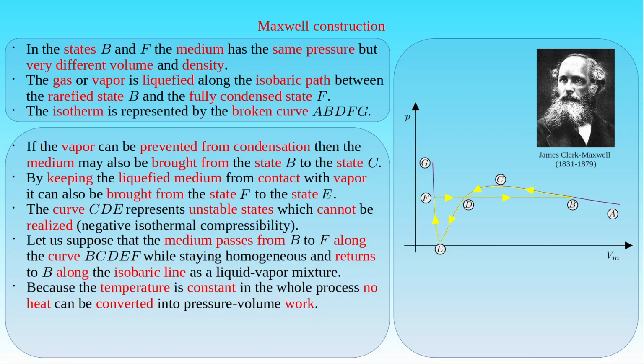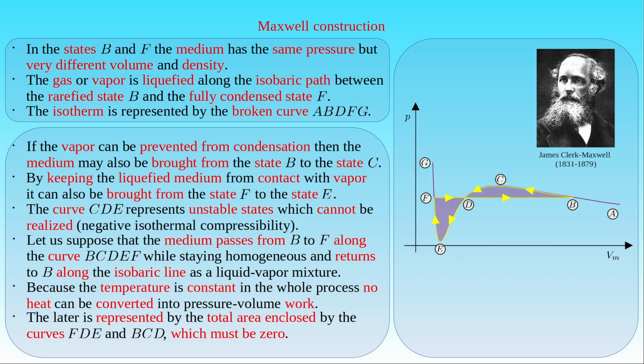The pressure-volume work done in the process is given by the total area of the closed curves F, D, E, and B, C, D in the pressure versus volume diagram, where the sign of the area is determined by the direction of the path along which the system evolves. The total area representing the work is then the area of the closed curve F, D, E, minus the area of the closed curve B, C, D, which must vanish as no net work is done in the isothermal process.